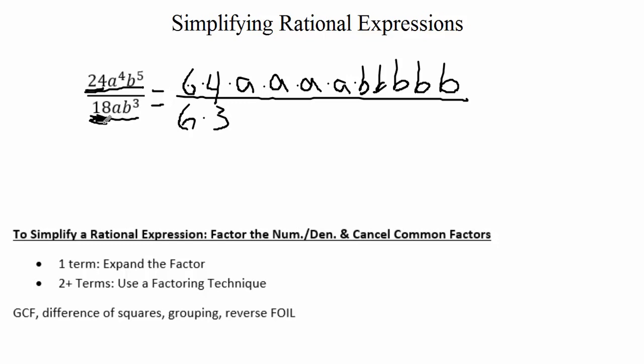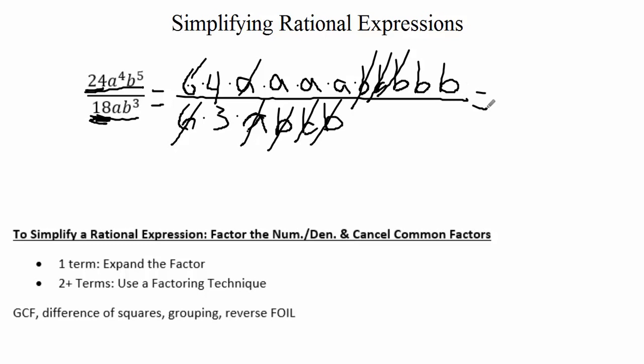The next thing I have in my denominator is an a, and notice that that is a to the first power, which means I just have one of them. Then I have b cubed, which means I have 3 b's. So this is the factoring part. I've expanded my numerator, I've expanded my denominator. The next step tells us to cancel our common factors. So I'm going to cancel a 6 over a 6, an a over an a, and 3 of those b's are going to cancel out.